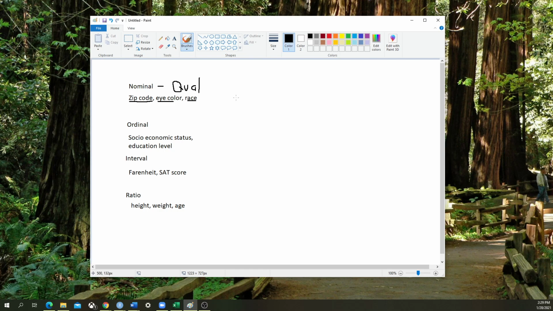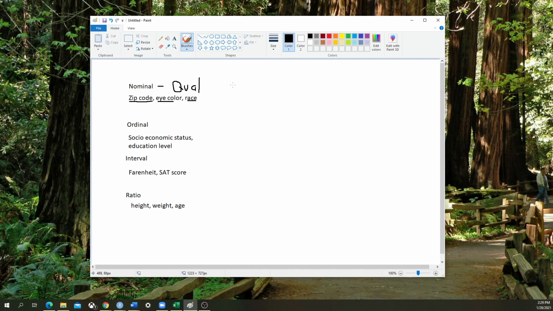You also wouldn't be able to subtract one zip code from another zip code and have that make any sense either. Same thing goes for eye color. Blue eye color minus green eye color is not something that you can really quantify or give a coherent explanation for what that calculation means. Same thing for race as well. So these are qualitative variables, basically just explaining the quality of a thing. So your eyes are blue or your eyes are brown, and that is the quality that we're looking at.